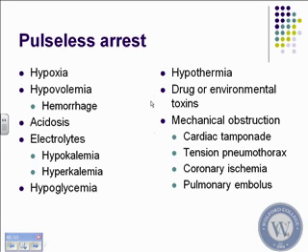Things that will cause this will be hypoxemia, hypovolemia, hemorrhagic shock sometimes will cause this. Electrolyte problems, hypoglycemia will also induce this, although rarely. Hypothermia, drug or environmental toxins, mechanical obstructions such as cardiac tamponade, tension pneumothorax, coronary ischemia, or pulmonary embolus. All these should be very high thought of as causes of PEA. Okay, make sure you know that for the test.